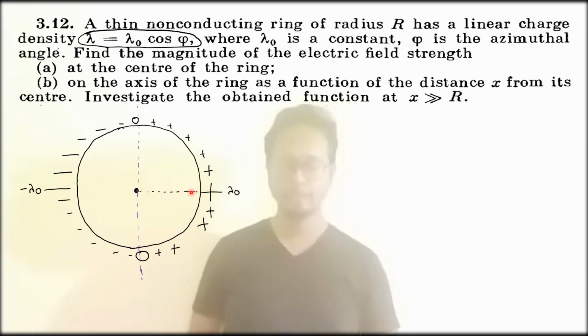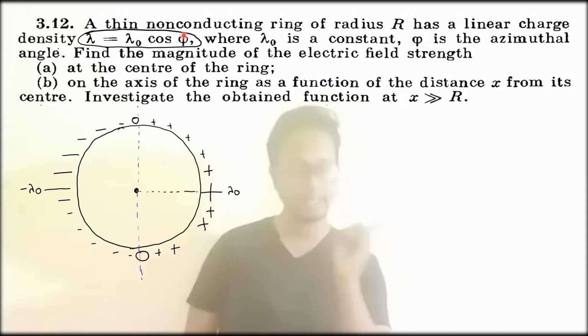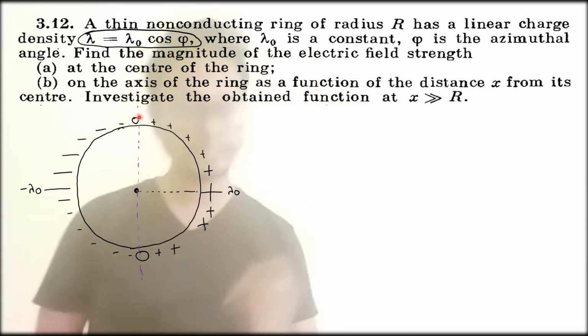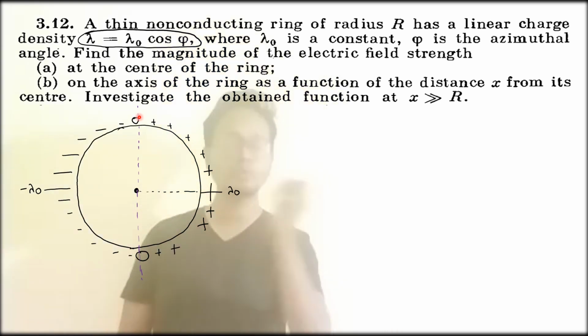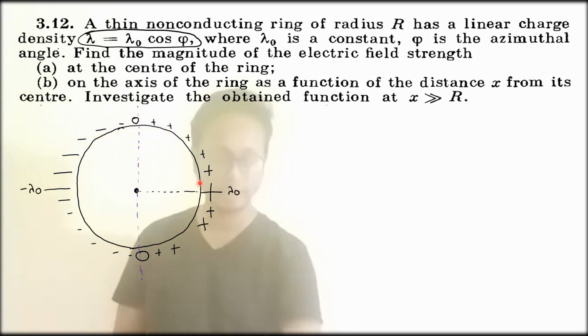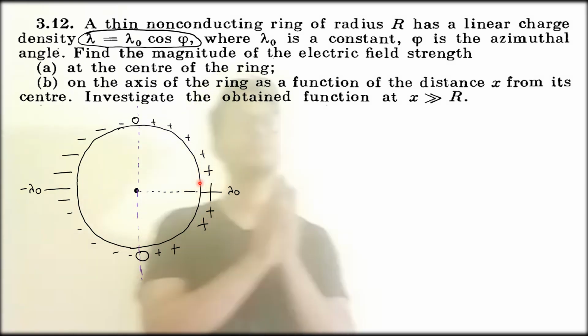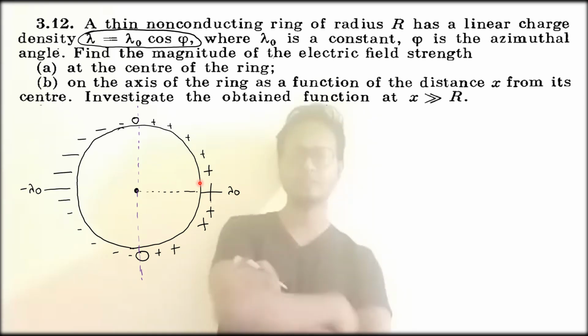If you integrate this entire thing over the entire length, the integration will come as sine phi. And when you integrate sine phi from 0 to 2 pi, the net electric field will come to be 0, which would be wrong for this question. See, physics is nothing but careful application of mathematics. That's the only part of physics, no?